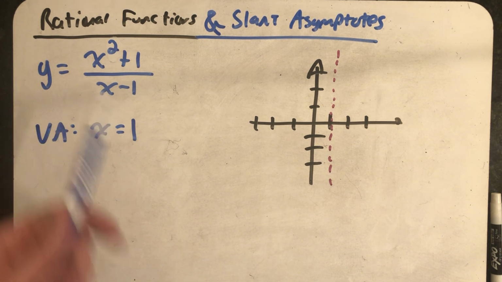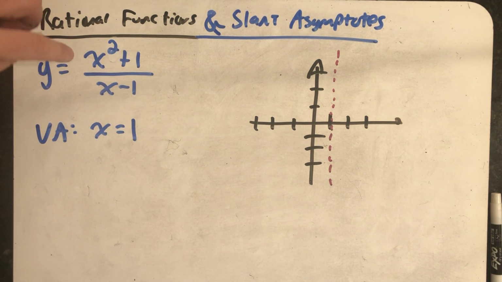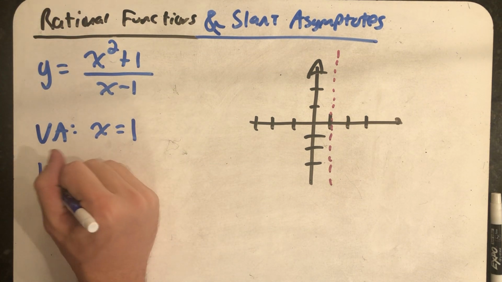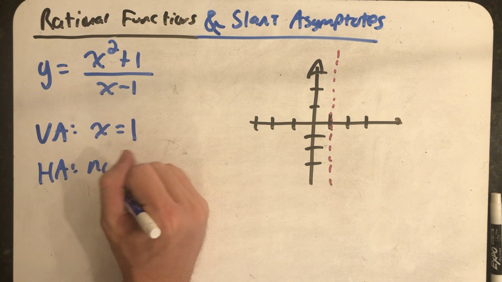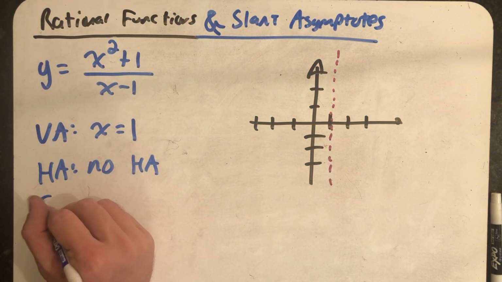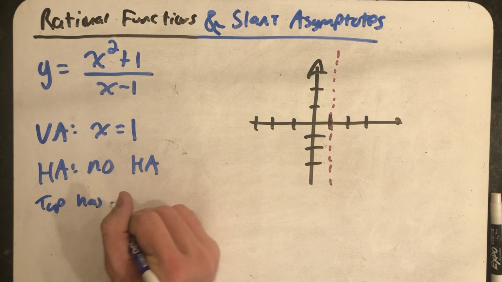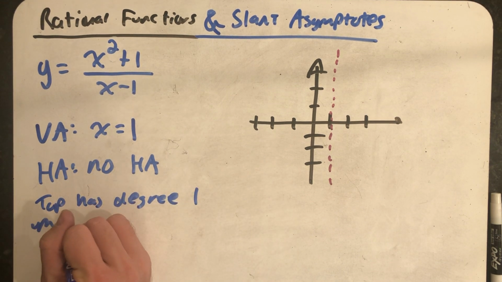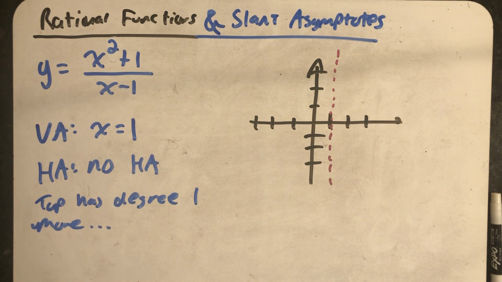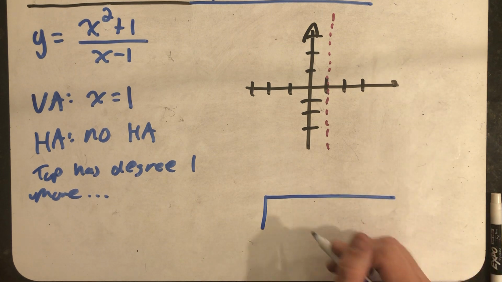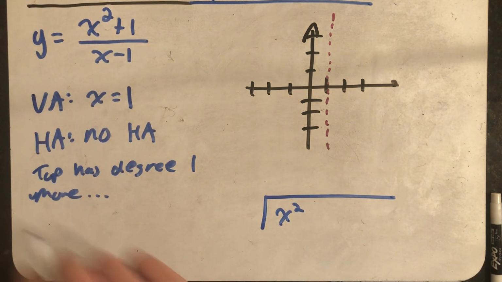All right, well, what I notice about this is a situation where the degree of the top is more than the degree of the bottom. So there's no horizontal asymptote. But I hinted in an earlier video that when the top has degree exactly one more than the bottom, something special happens. And I want to check out what that is. Well, let's divide these two polynomials. That's what that says to do anyway.